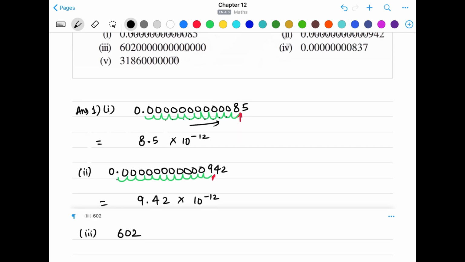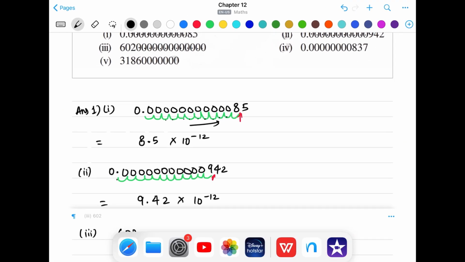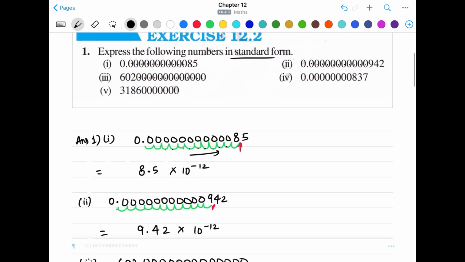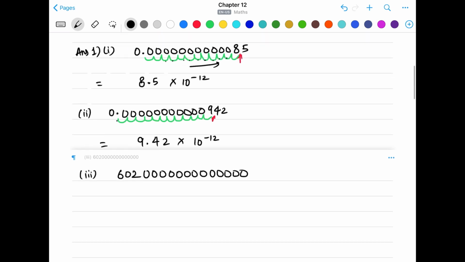We have here 6, 0, 2. Let's count the zeros now: 1, 2, 3, 4, 5, 6, 7, 8, 9, 10, 11, 12 and 13. So that's our number.